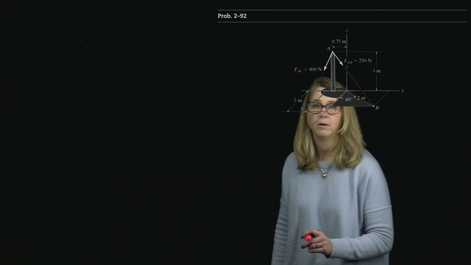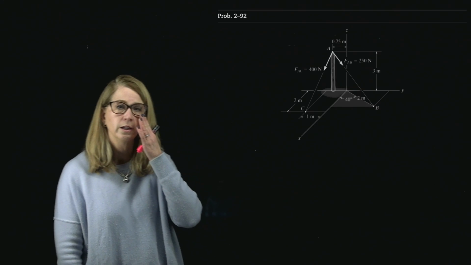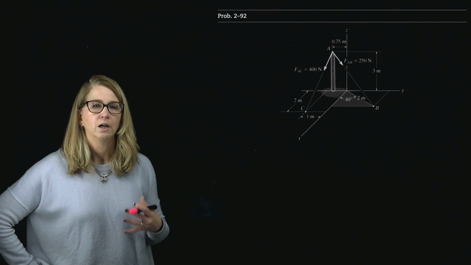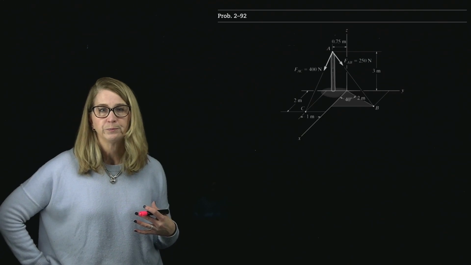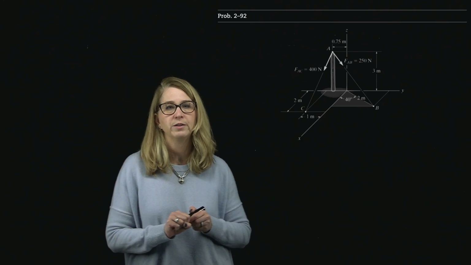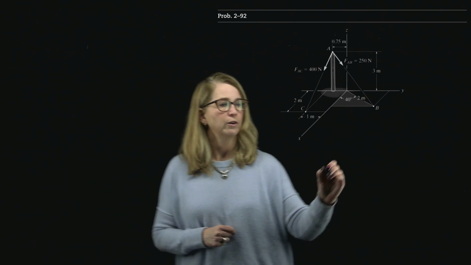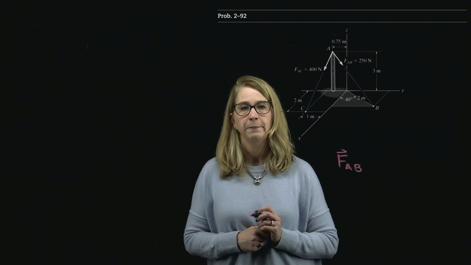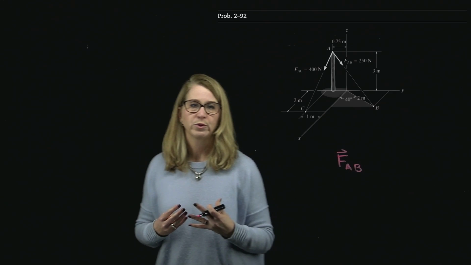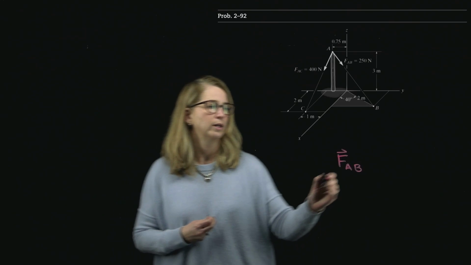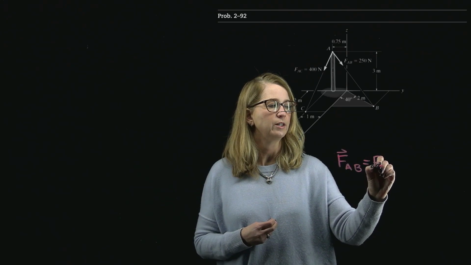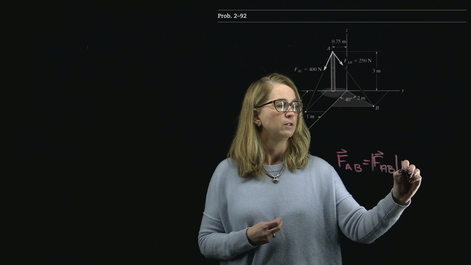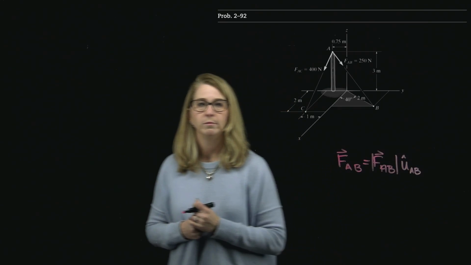So I thought it would be helpful if we had a particular example. This is actually problem 292 from your book, and you could reference that if you wanted to. What I want to do is figure out how to write the force vector AB. It's going to be the magnitude of AB times the unit vector that goes from A to B.